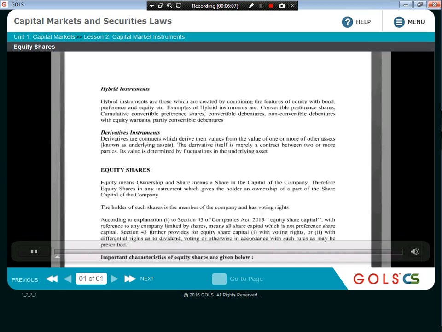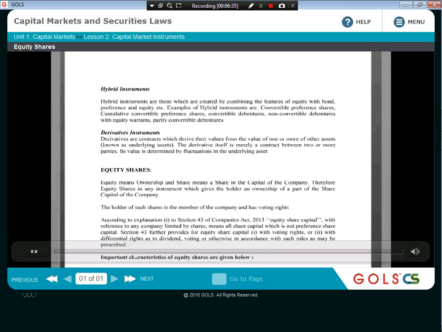Equity shares. I'm sure you must have studied this in your company law also to some extent. So equity means ownership. Any share means a share in the share capital of the company. So any instrument which gives the holder ownership right in this company is called an equity share. So any instrument which gives you an ownership right, makes you a member of the company, is called the equity share. To that extent, you are the owner of that company.